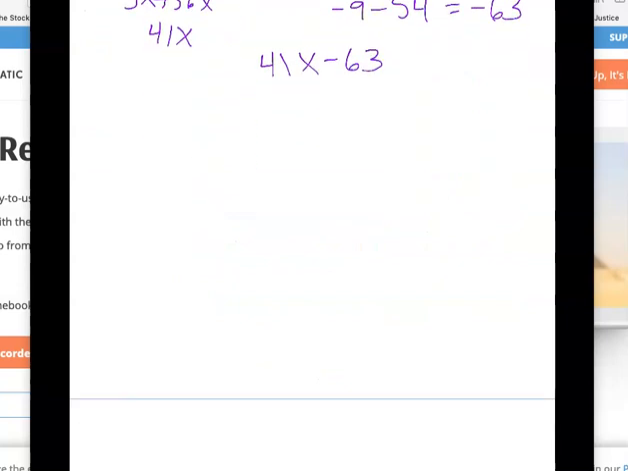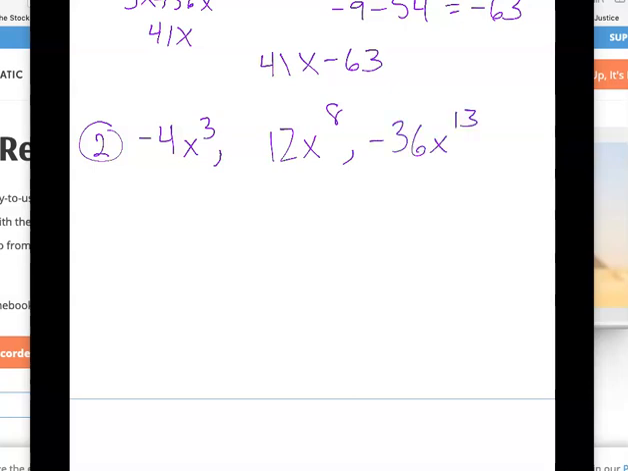So let's take a look at another one with x's, because those are a little trickier. So let's say we have negative 4x cubed, negative 12x to the 8th, negative 36x to the 13th. So again, let's see what's happening here. We got numbers, and it looks like our number is times negative 3. And then if we look at our exponent, we're adding 5. And let's say you want to find the 6th term.